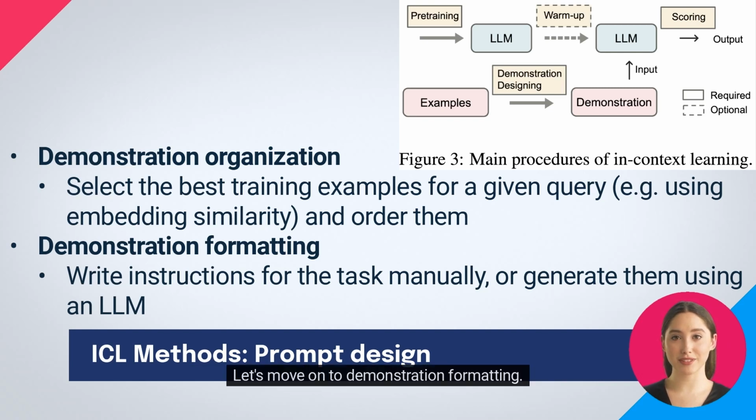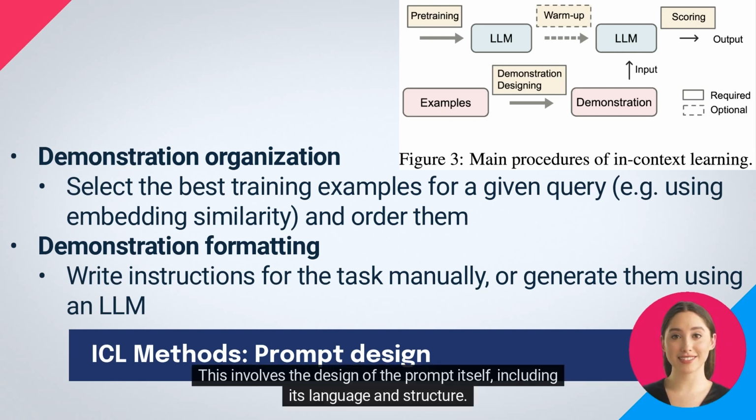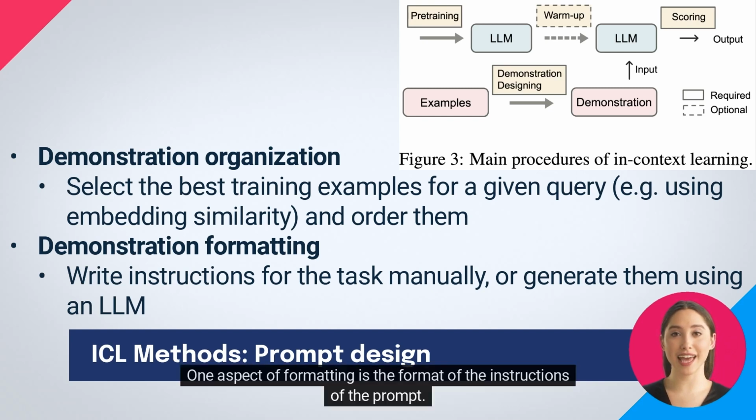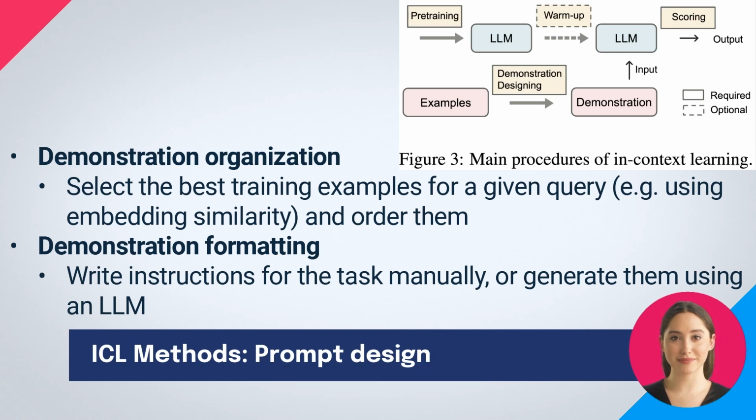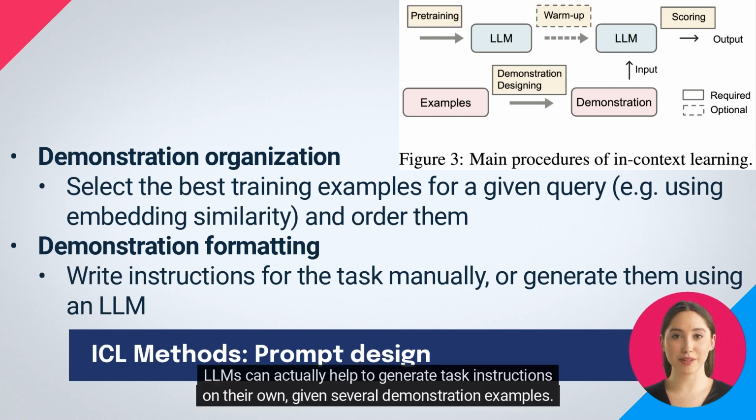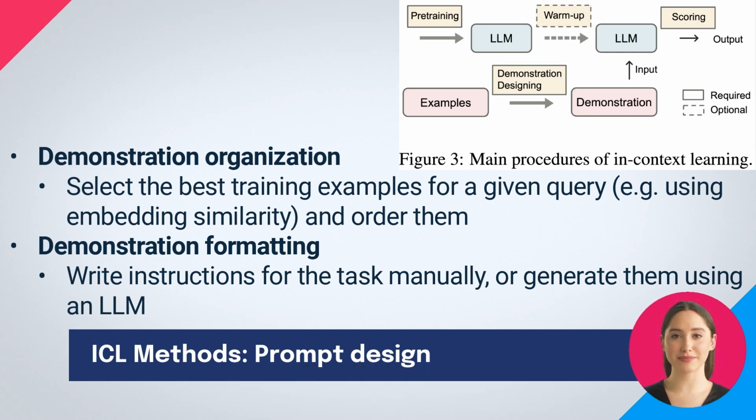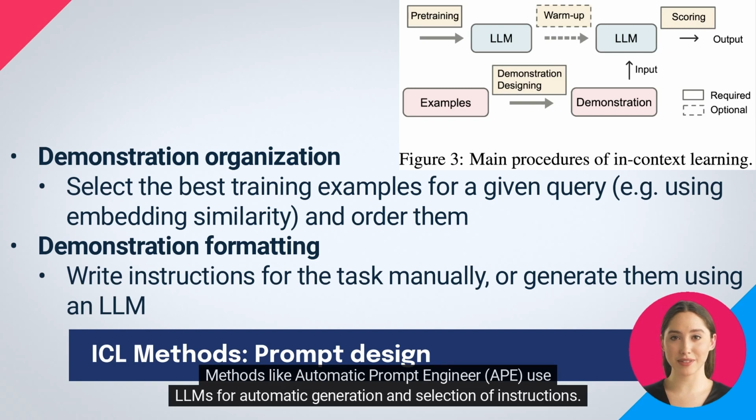Let's move on to demonstration formatting. This involves the design of the prompt itself, including its language and structure. One aspect of formatting is the format of the instructions of the prompt. Good instructions are key to good ICL performance, but they can be hard to come by because they rely on human-written sentences. LLMs can actually help to generate task instructions on their own, given several demonstration examples. Methods like Automatic Prompt Engineer, APE, use LLMs for automatic generation and selection of instructions.